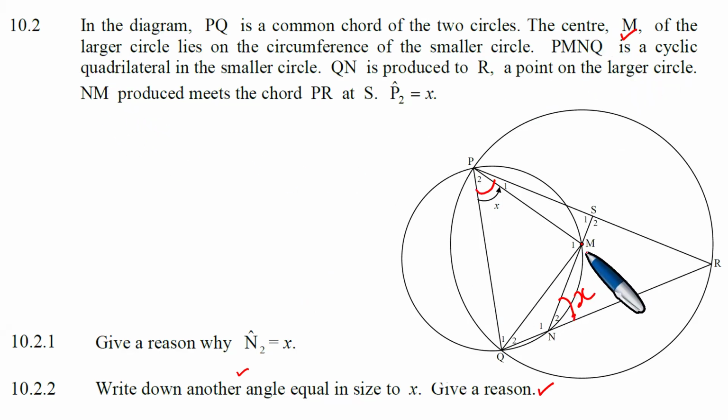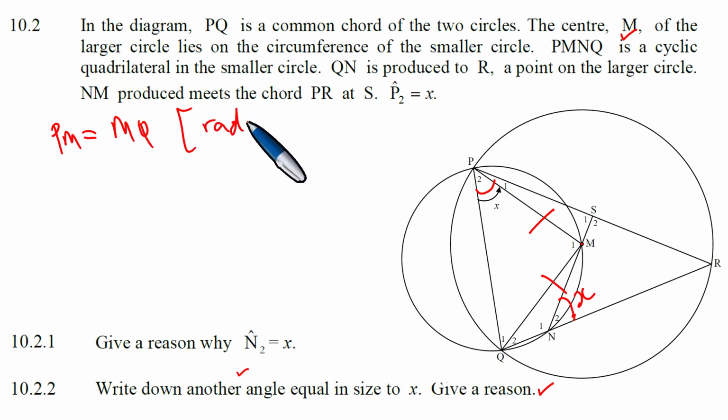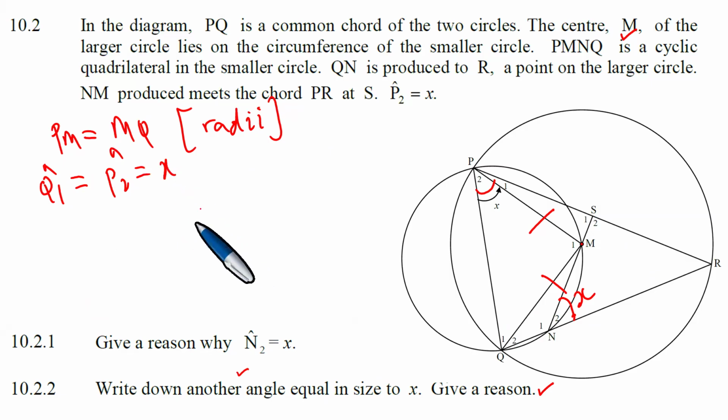So if M is the center of the largest circle, here is the largest circle, it means that PM is equal to MQ, and these are radii, right? PM equals MQ, and these are radii, and therefore it is clear that the angle Q1 equals the angle P2 equals X. And this is the fact that we say angles opposite equal sides.